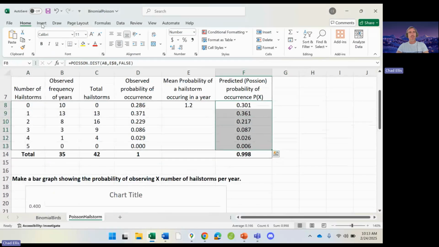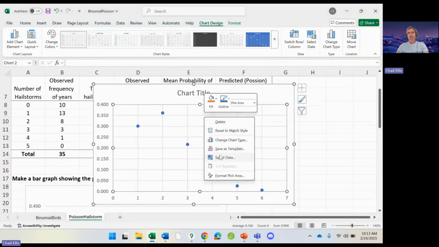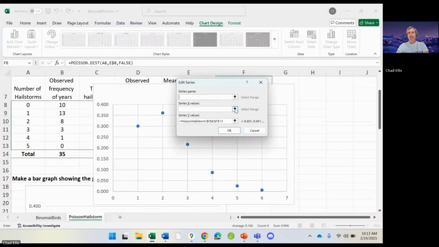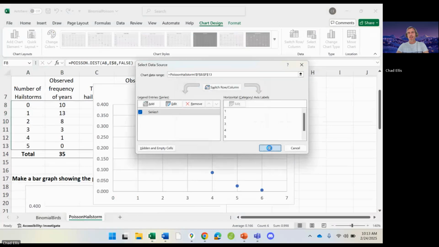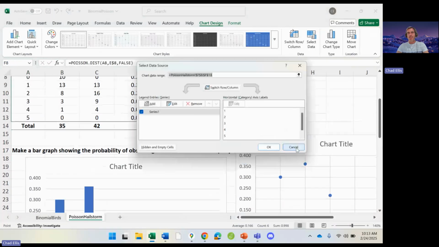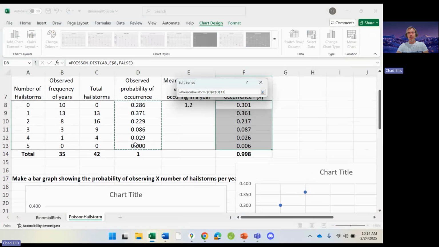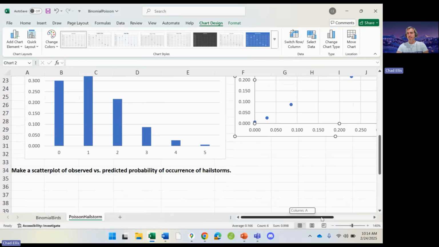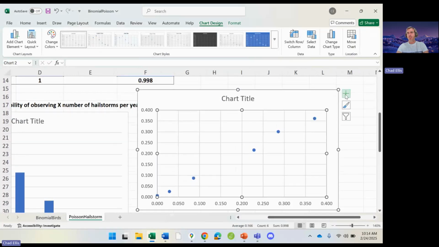Again, if you wanted to make a scatter plot, you can drag over top of a column, go to scatter, right click on the plot itself, go into select data. Let me move this chart out of the way, right click again, go into select data. Now I'm going to tell it to look at the observed probability of occurrence for the x-axis. So there's my scatter plot between the observed and predicted or Poisson distribution.